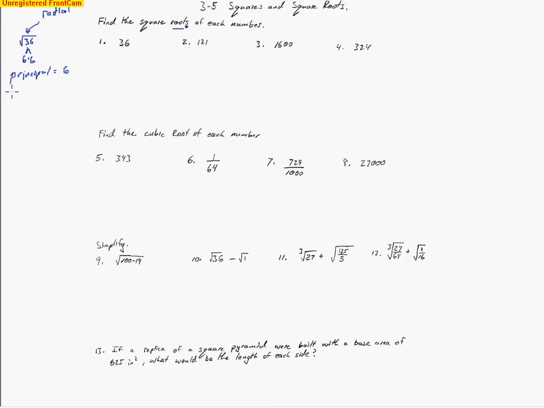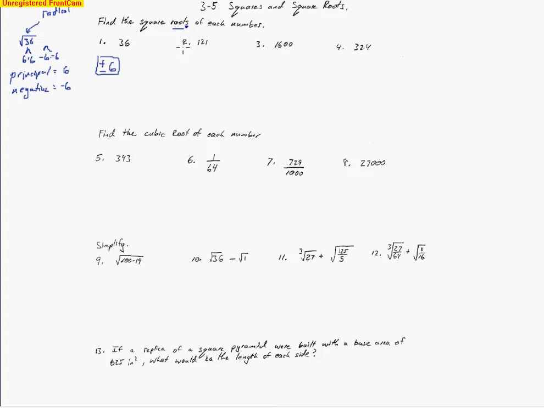But there is another one. The other one is if I had negative 6 times negative 6. See, they have to be the same sign, and two negatives make a positive as well. So that's called our negative square root, and that would be negative 6. So the answer for the first one here would be plus or minus 6.